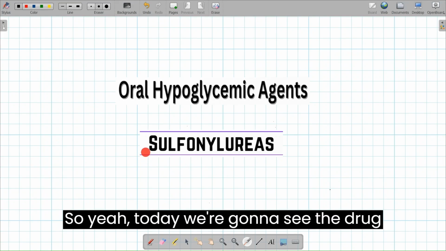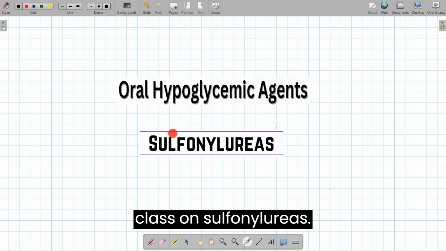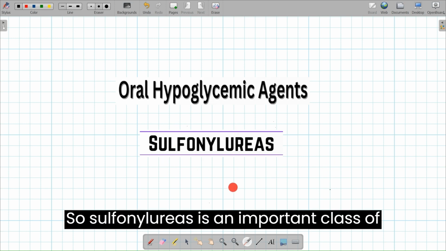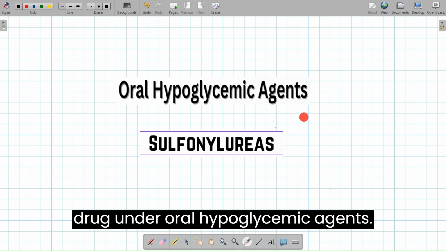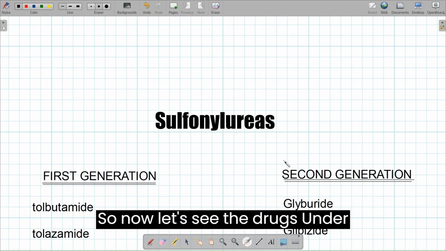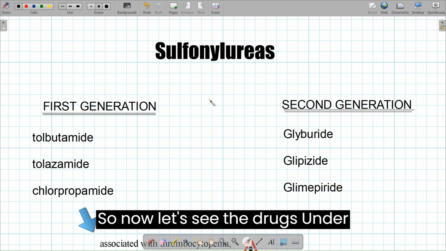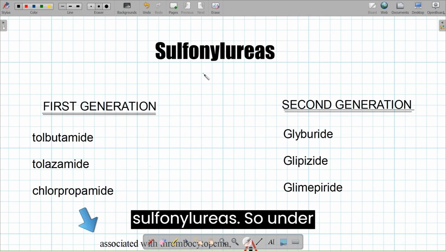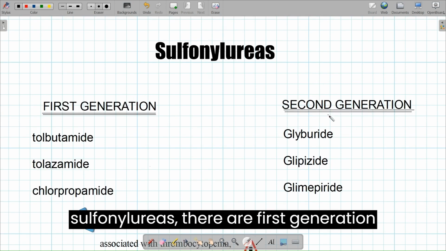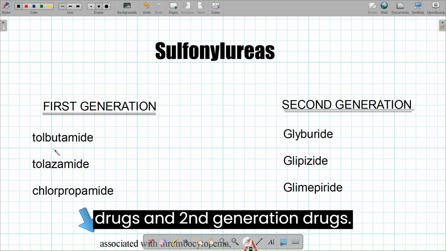Today we are going to see the drug class on sulfonylureas. Sulfonylureas is an important class of drug under oral hypoglycemic agents. Now let's see the drugs under sulfonylureas. Under sulfonylureas there are first generation drugs and second generation drugs.